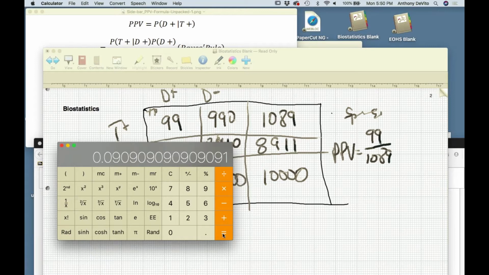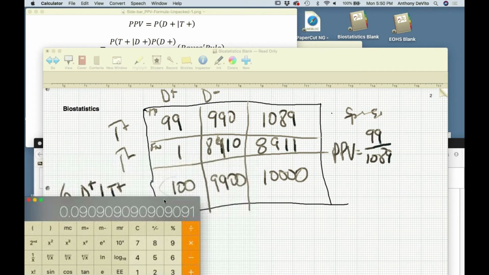That means that you're going to have a lot of people that are negative who are going to wind up getting false positives. So even though the sensitivity is excellent, and even though the specificity is not terrible, there are so many people that you're testing that don't have the disease that you're obviously going to wind up with a lot of false positives, right?